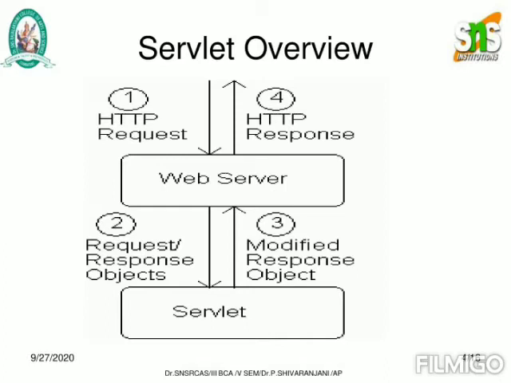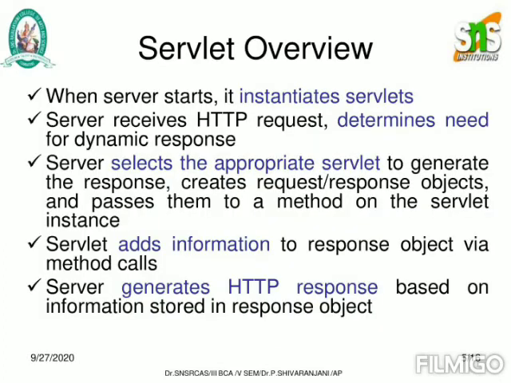Overview of the servlet. When the server starts, it initiates the servlet. The server receives the HTTP request and determines the need for a dynamic response. The server selects the appropriate servlet to generate the response, creates request and response objects, and passes them to the method on the servlet instance. The servlet also adds information to the response object with the help of the method you're calling. The servlet generates the HTTP response based upon the information stored in the response object.